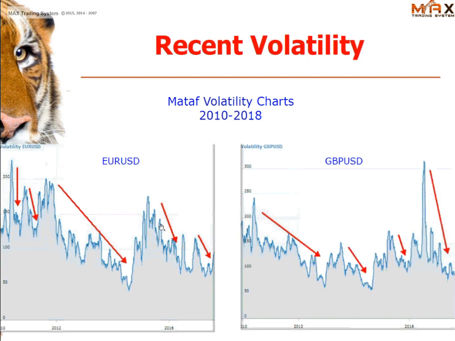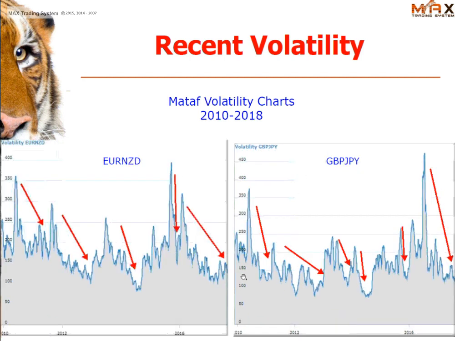We can see that over around 3 or 4 years, we have had a continuous decrease of the average daily range. This is not only true for the majors, but it is also true for the other pairs. I take just two examples, the Euro Kiwi and the Pound Yen, and we also see the regular decrease in these average daily ranges, creating the smaller movements we have day after day in many of the pairs we would like to trade. And so this has forced us to introduce some improvements within the MAX.